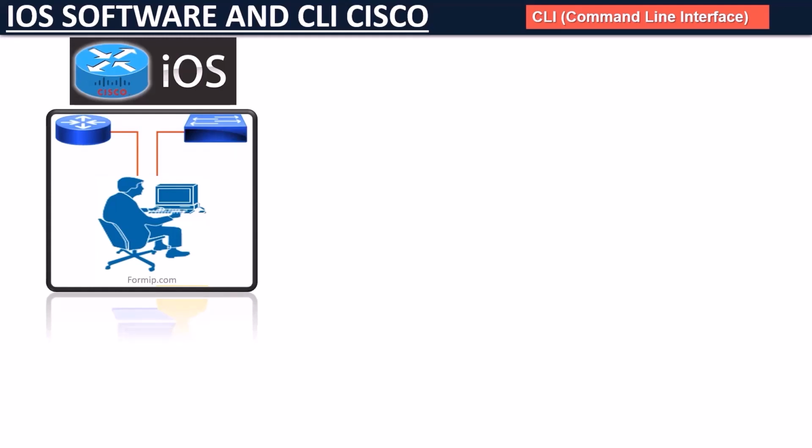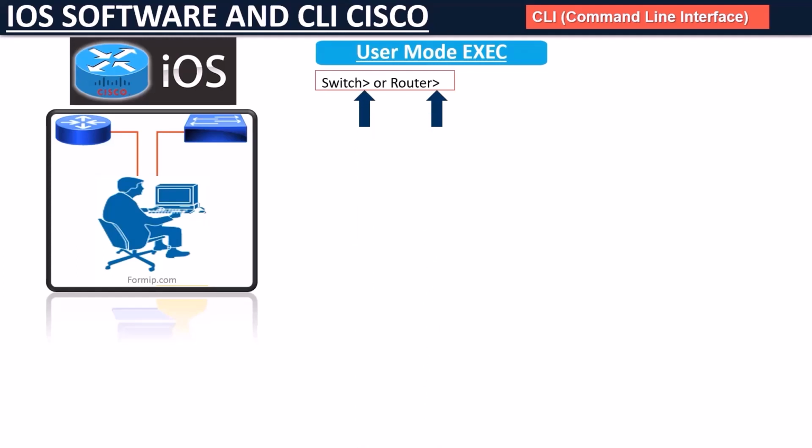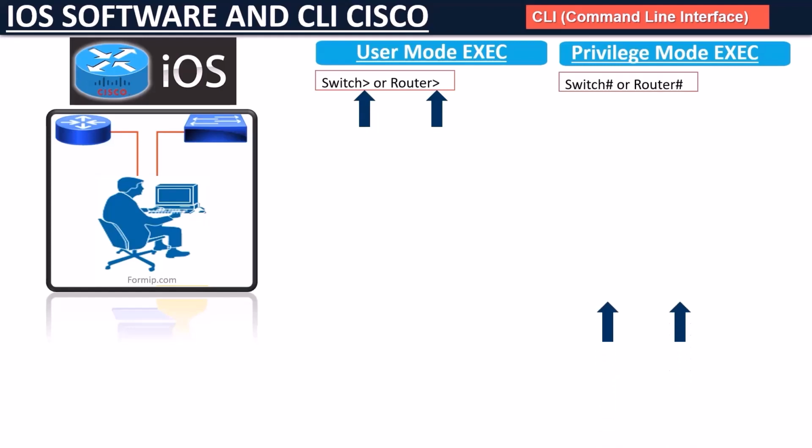In the CLI, there are several configuration modes. We have user mode that allows access to a limited number of commands. We will say that it is for basic surveillance. It is represented by the greater than sign. We have the privilege mode that allows access to all configuration commands of the device. This level can be password protected to allow only certain users to access this mode. It is represented by the hashtag sign.